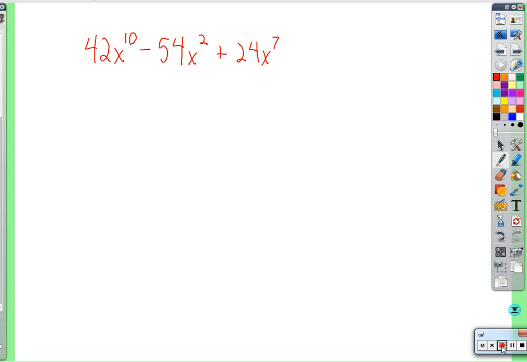So I look at all these. One of them ends in a 2, one of them ends in a 4, the other one ends in a 4, so clearly they all have a 2 in common. So let's start with a 2. Factor out a 2, okay? And I don't even think about the x's, so just factor out a 2. So this divided by 2 is 21. I got x to the 10 minus 27x squared plus 12x to the 7.